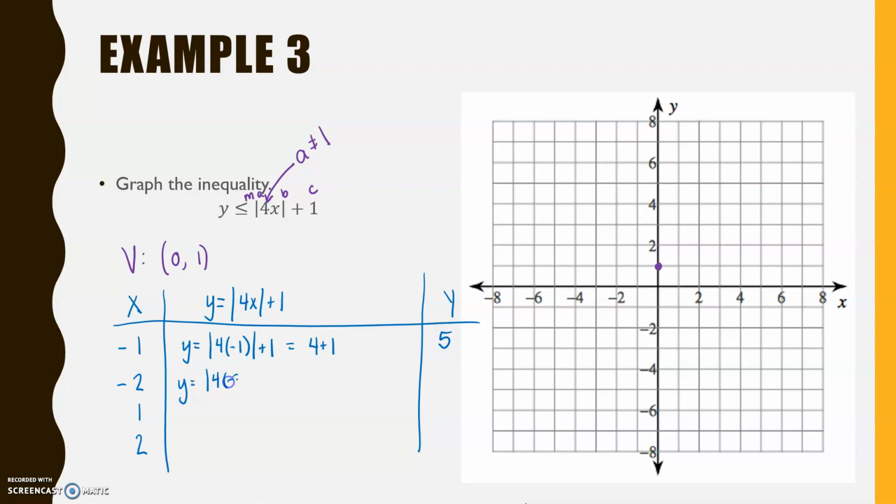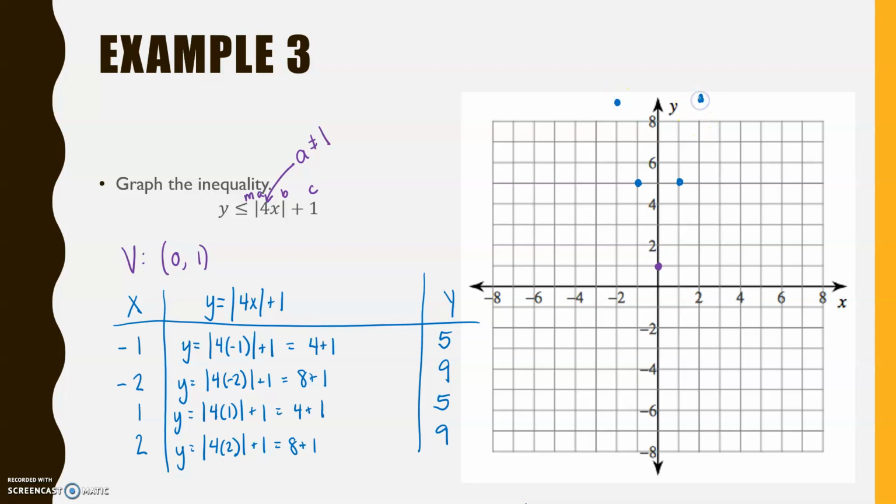4 times -2 is -8. Absolute value is +8, and plus 1 is 9. Absolute value of 4 times 1, which is 4, plus 1, which is 5. And then 4 times 2, which is 8, plus 1 is 9. So we get -1, 5, 1, 5, 2, 9, and that's going to go a little off my graph, and that's okay, and -2, 9.